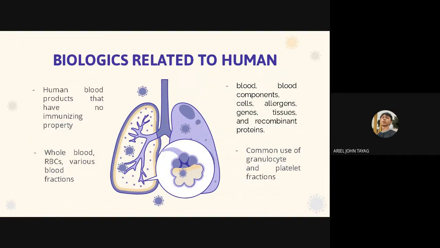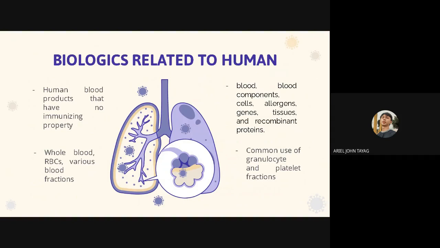So, biologics related to human blood. A number of human blood products that have no immunizing property or function are considered biologics. These products include whole blood, red blood cells, various blood fractions, and such blood derivatives as various antihemophilic preparations that have specialized applications.